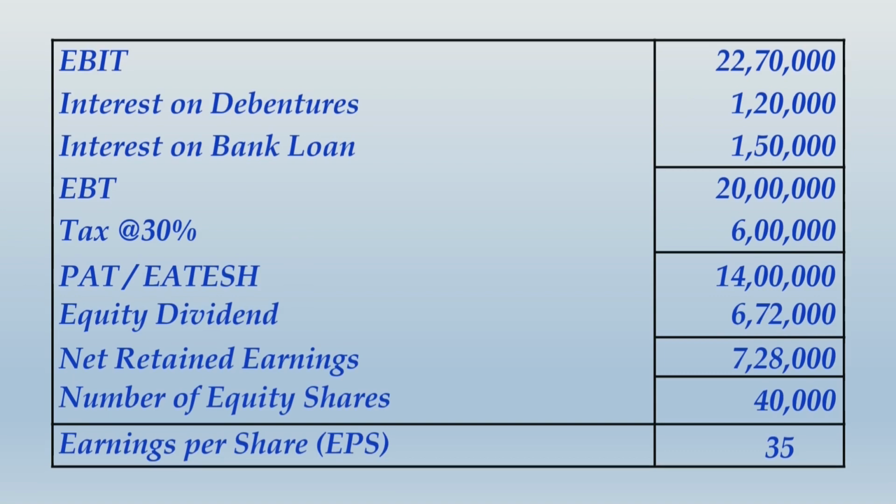You apply that and you would see that interest on debentures will be 1,20,000, interest on bank loan will be 1,50,000. When you subtract these interest components from EBIT, obviously what you get is EBT, that is earnings before tax. Now tax rate is given as 30%. So tax at 30% on 20 lakhs will be 6 lakhs. So profit after tax is 14 lakhs.